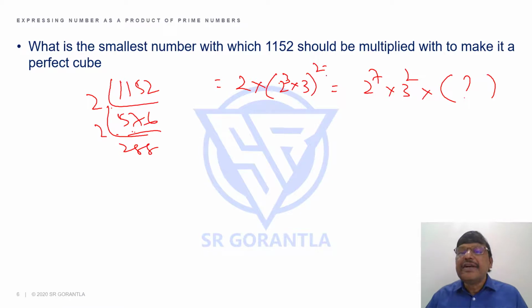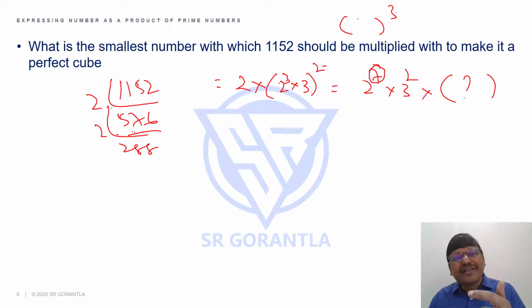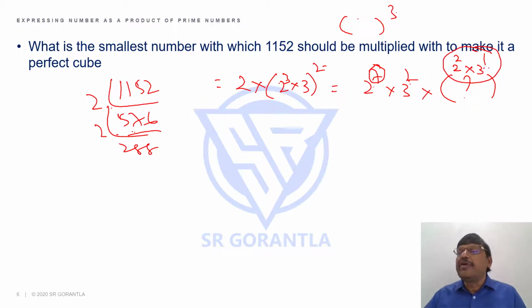Now the question is, students, if I want a perfect cube, the power should be 3 or its multiples. What is the multiple of 3 that you get after 7? 6 is a multiple of 3, but it's already 7. You should go to the next one, 9. If I multiply with 2 square, 2 square into 2 power 7 will become 2 power 9. 2 power 9 will be a perfect cube because 3 into 3. 3 square is there. If I multiply with 3 power 1, 3 square into 3 power 1 will become 3 cube, right? So hence, students, the minimum number I should multiply to make it a perfect cube is 2 square into 3 power 1, that is 4 into 3, 12 is my answer.